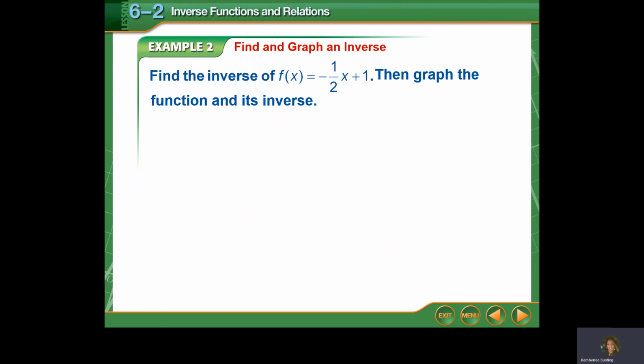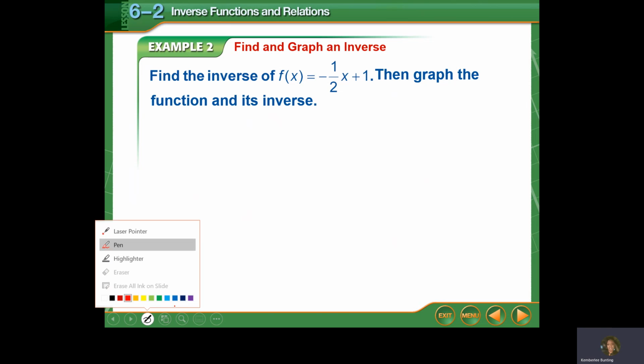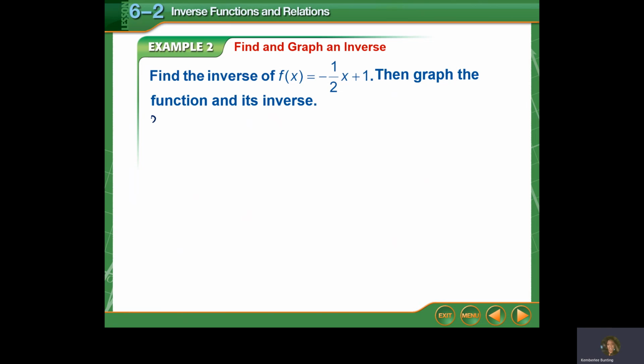All right, sugar babies. Here's another situation. They want us to find the inverse of f of x equals -1/2 x plus 1. Let's start by writing the function down. F of x, this is what you should be doing. F of x equals -1/2 x plus 1. Just go on and write it down.